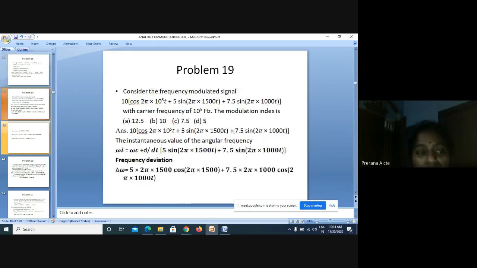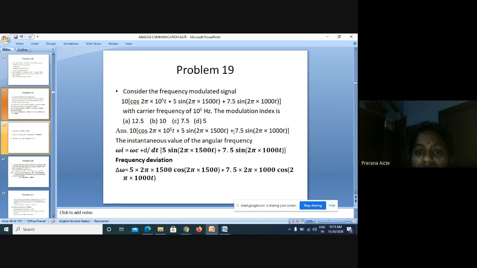So when we come to the GATE point of view, they will ask us what is the maximum frequency deviation, what is the modulation index, or what is the maximum phase deviation. They will give an expression, and from that expression they will ask us to find out the maximum frequency deviation, or the modulation index.